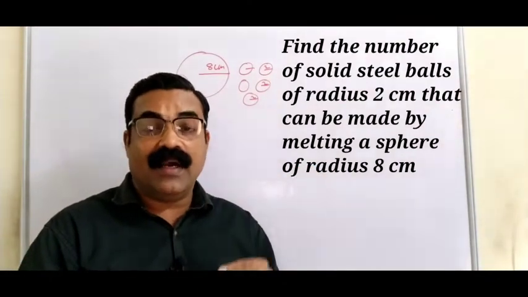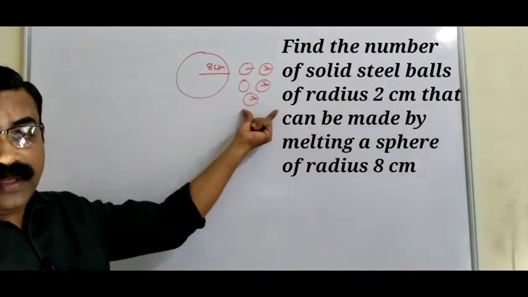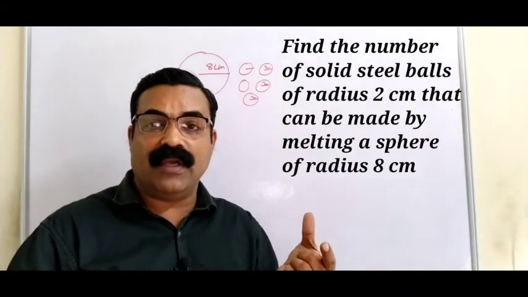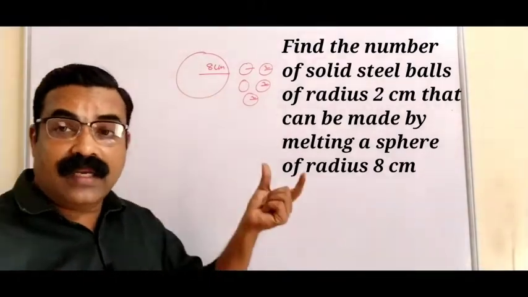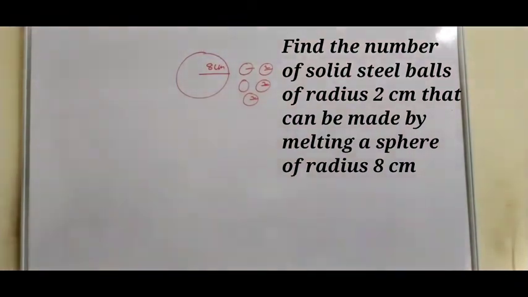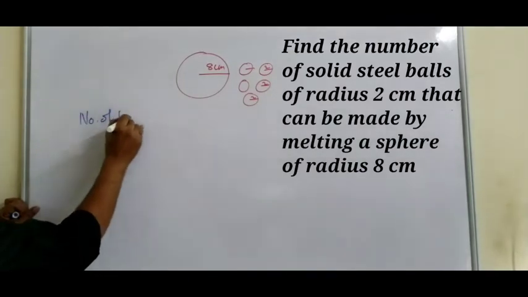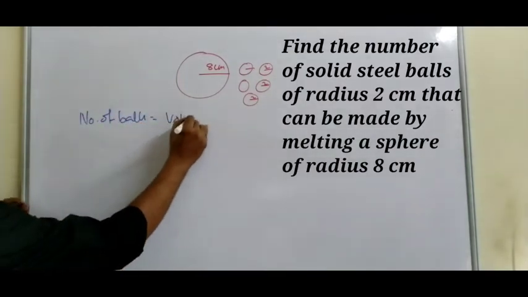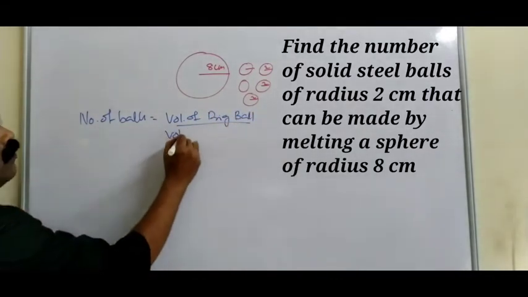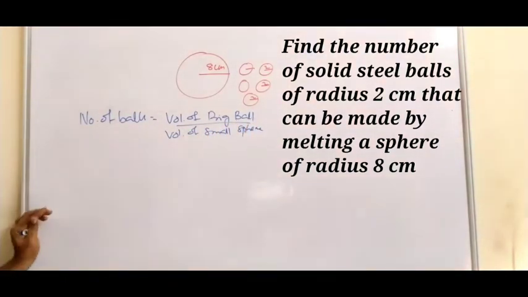Using that concept, the volume of this sphere will be equal to the volume of all these small spheres. So now you can find how many balls there will be. The number of balls will be equal to the volume of the big sphere divided by the volume of the small sphere. That is what we need to find.